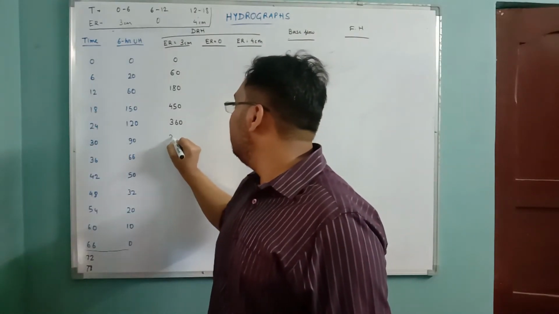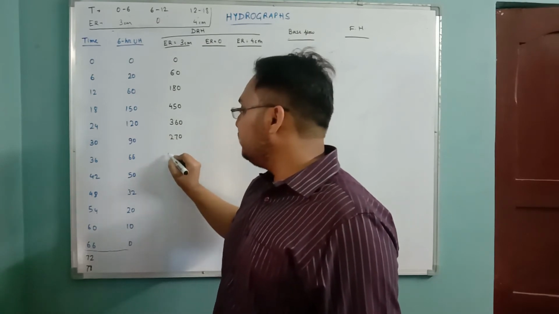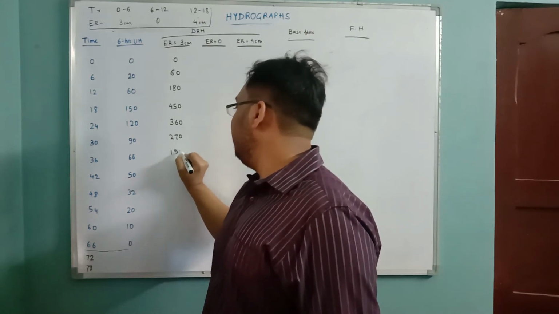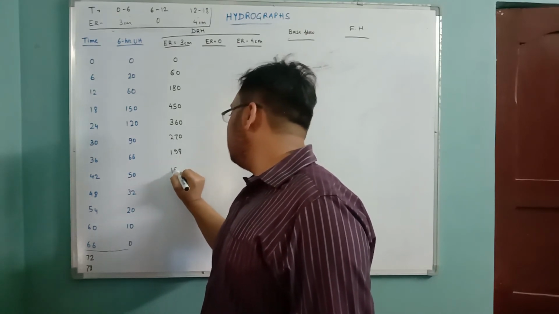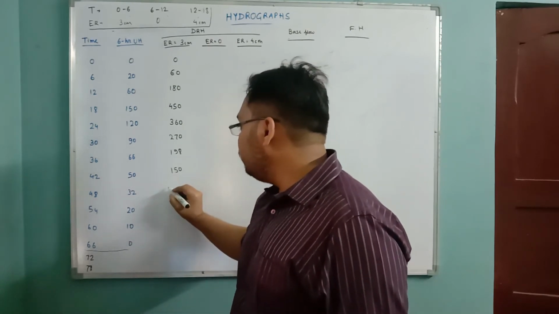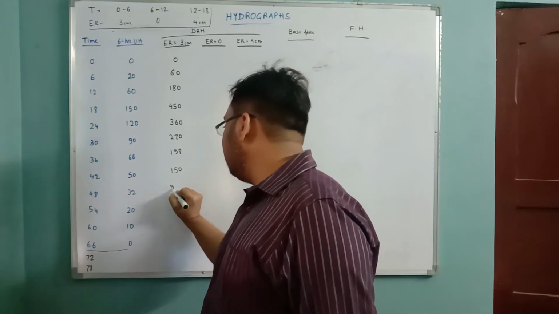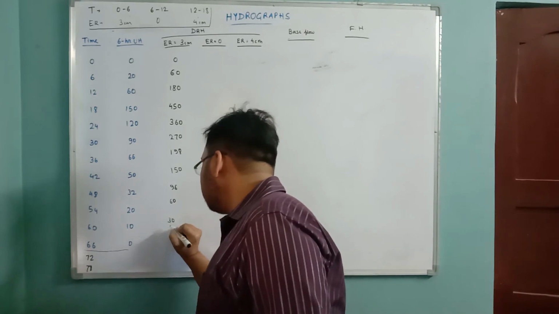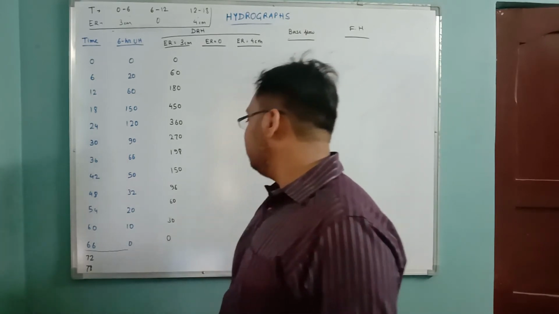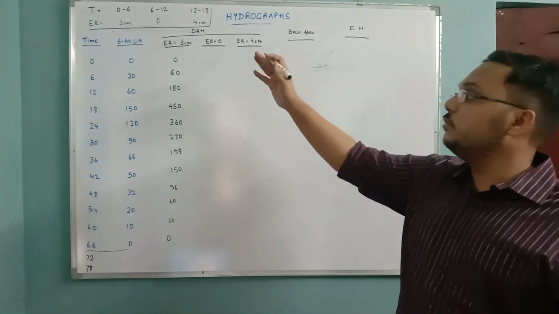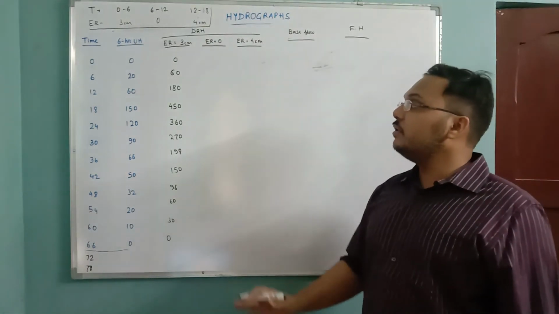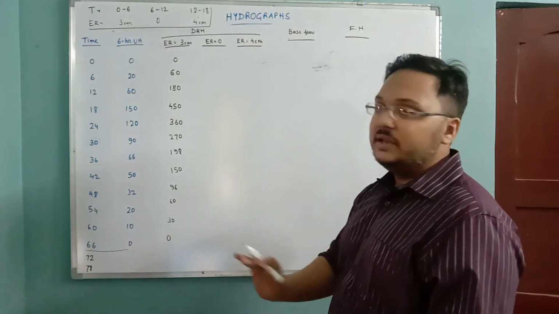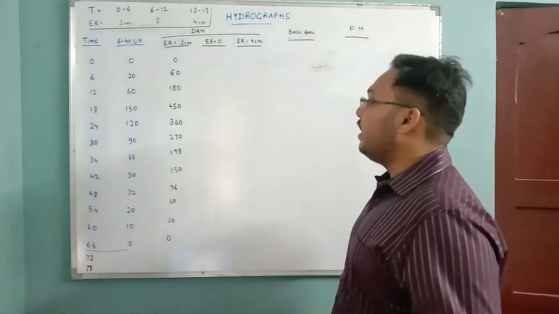90 into 3 will be 270, 66 into 3 will be 198, 50 into 3 will be 150, 32 into 3 will be 96, 20 into 3 will be 60, 10 into 3 will be 30, and 0 into 3 will be again 0. So this was for the 0 to the 6th hour, that is, at the first hour this rainfall was there, and thus the direct runoff hydrograph is obtained like this, simply as we used to do for the other unit hydrographs.